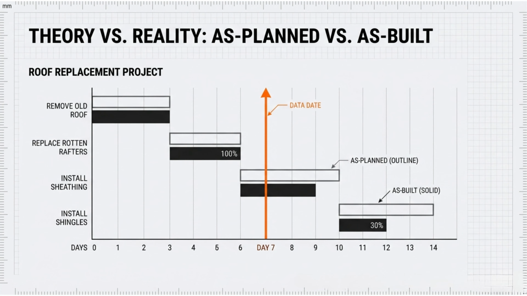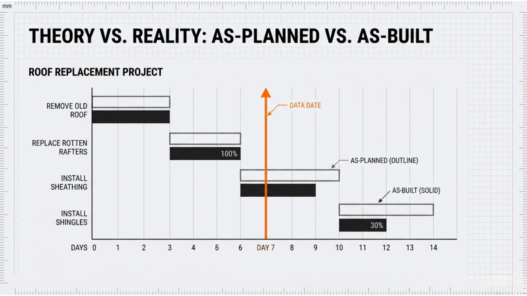Now we're getting into the real world. And in the real world, plans don't survive contact with reality. Rain happens. Materials arrive late. Subcontractors disappear without explanation. Clients change their minds on a Tuesday afternoon. This is construction, not a computer simulation. So how do you track what actually happened versus what you planned to happen? You use the as-planned versus as-built comparison.